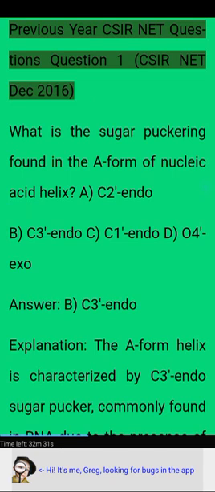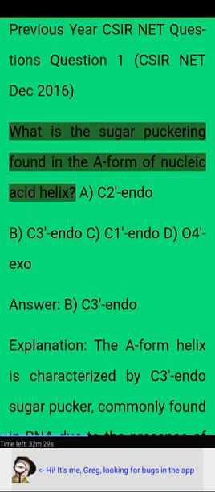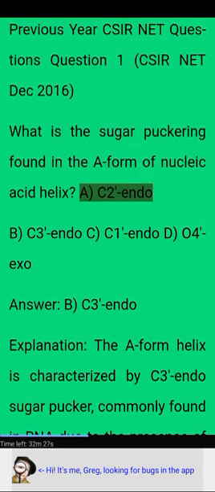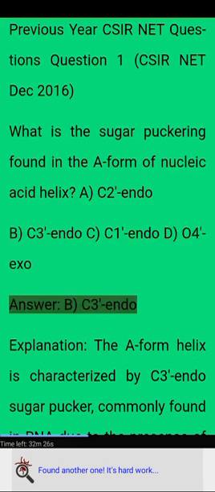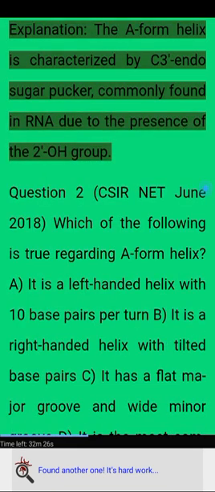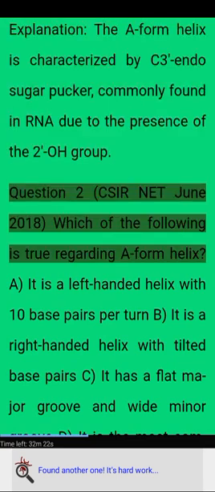Previous year CSIR NET questions. Question 1. CSIR NET December 2016. What is the sugar puckering found in the A form of nucleic acid helix? A. C2' endo. B. C3' endo. C. C1' endo. D. O4' exo. Answer. B. C3' endo. Explanation. The A form helix is characterized by C3' endo sugar pucker, commonly found in RNA due to the presence of the 2' hydroxyl group.